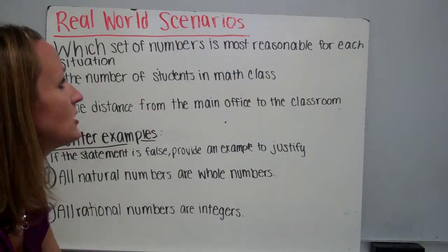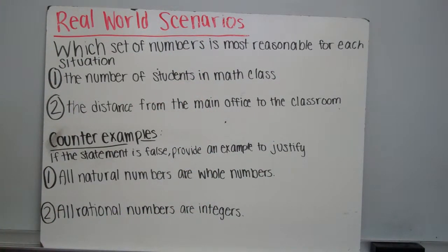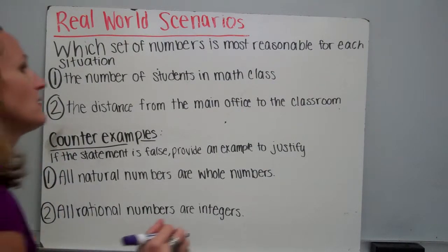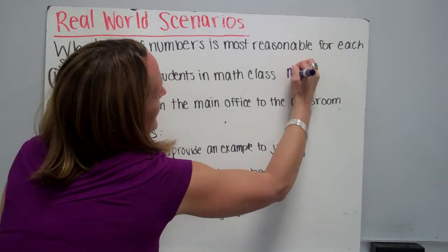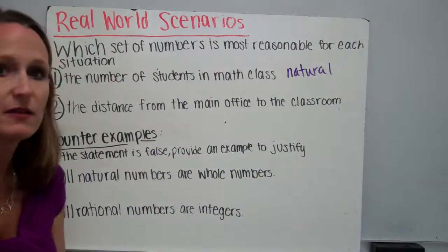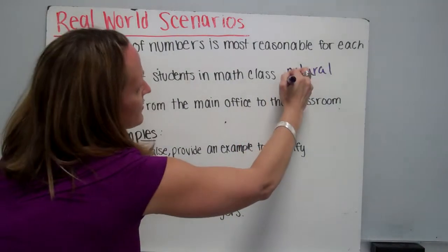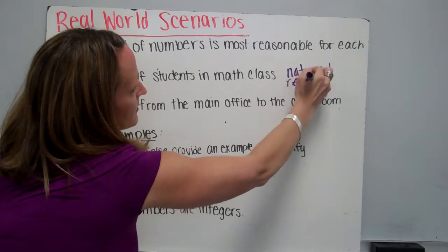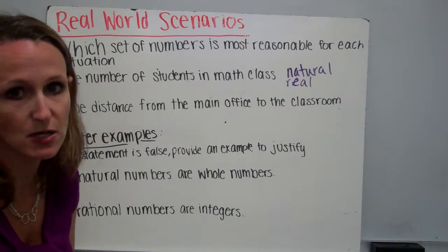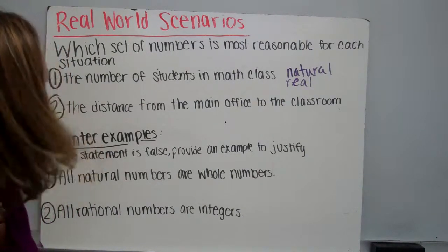So let's look at a real world scenario. Which set of numbers is most reasonable for each situation? The number of students in a math class. Well, what kind of number will we use for that? We would use natural numbers. Right? Natural numbers and real. Wouldn't be whole numbers because we don't need to start with 0. We would start with natural, the ones we count with.